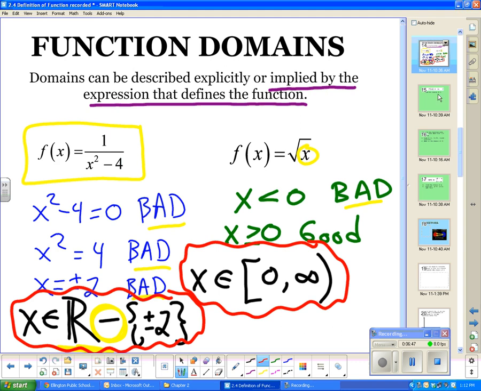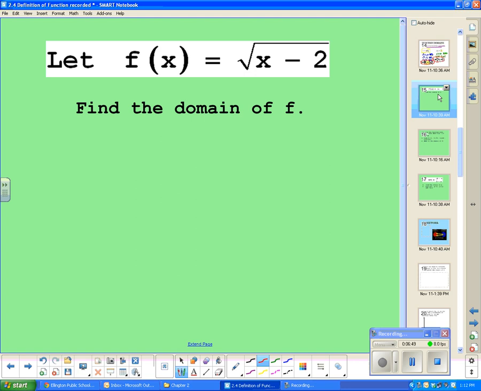I think I'll do one more example with you, and I'll leave the rest of the examples to be done in class between you and your teacher. Just another example here. Let f of x equal the square root of x minus 2. Find the domain of f.